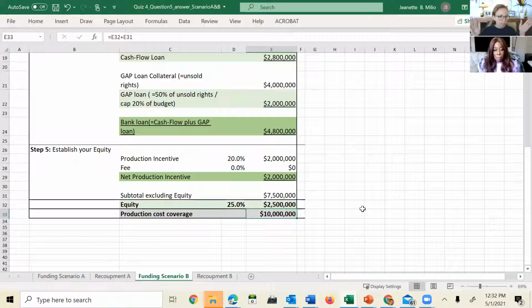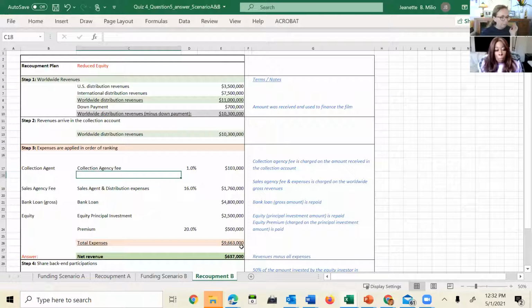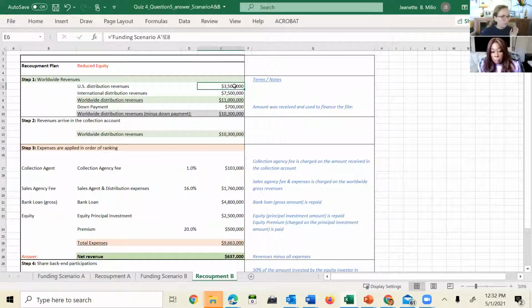So far, so good. That's our finance plan. Well, what does it look like when we have to pay everyone back? So we're going into recoupment. Again, we're going to get 3.5 million from the US, as we said we would. We're going to get 7.5 million from international, as we said we would. So the 11 million are there, as there always were in all the cases.